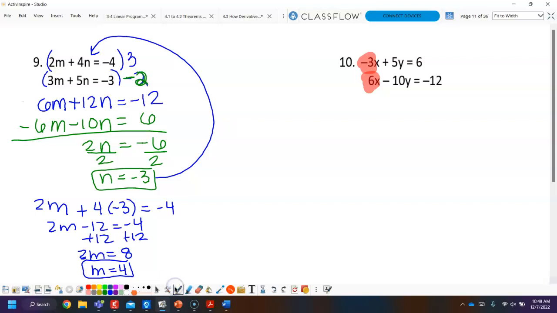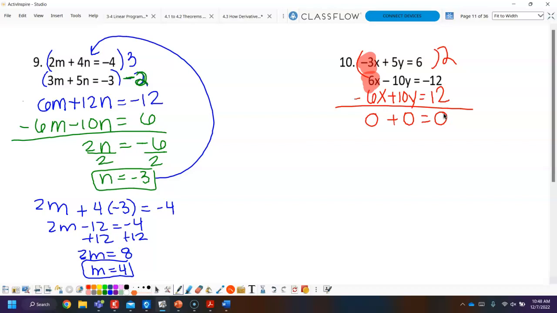I'm going to multiply my top row by 2 so that they cancel each other. So 2 times negative 3 is negative 6. 2 times 5 is 10y. 2 times 6 is 12. So 6x minus 6x is 0. Negative 10 plus 10 is 0. Negative 12 plus 12 is 0. Oh no, everything went away. And I got 0 equals 0.